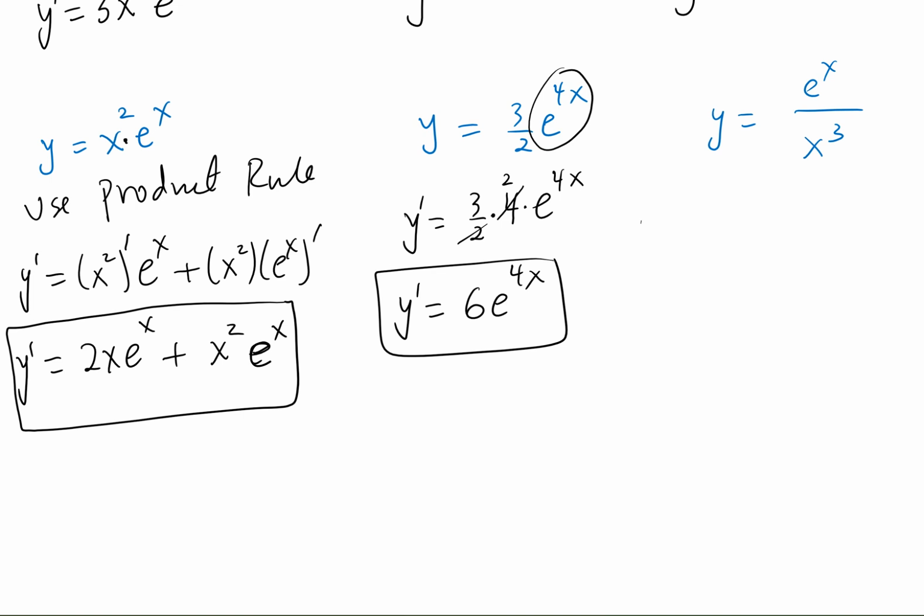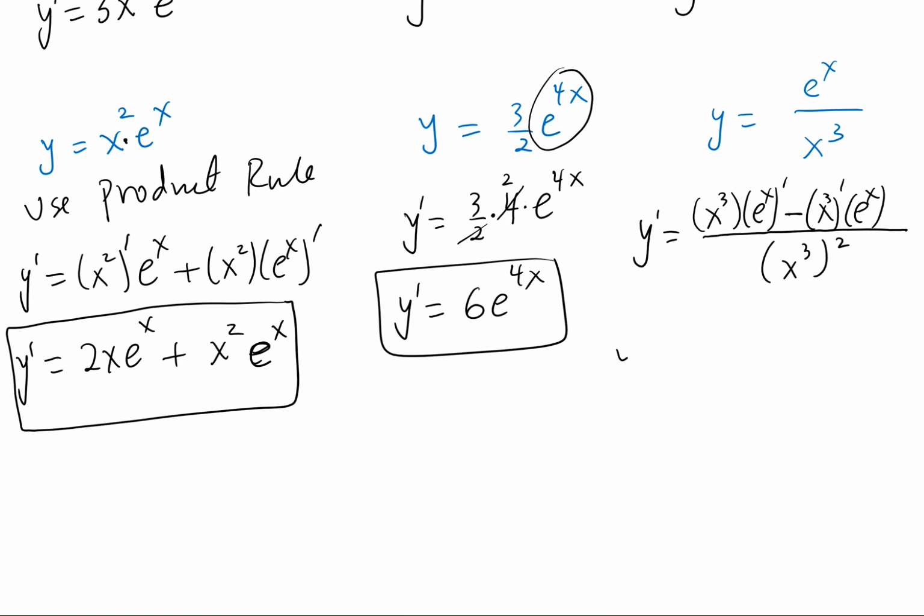Next one, we use quotient rule here. Quotient rule. So what's the quotient rule? Quotient rule says you take the bottom one times the derivative of the top, minus the derivative of the bottom times the top, over the bottom one squared. So that gives us x cubed times the derivative of e to the x, which is e to the x, minus 3x squared e to the x, over x to the 6.